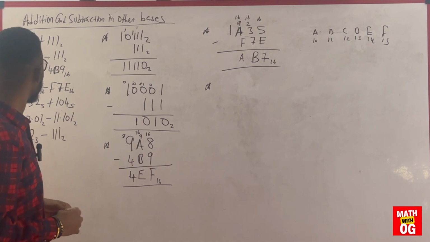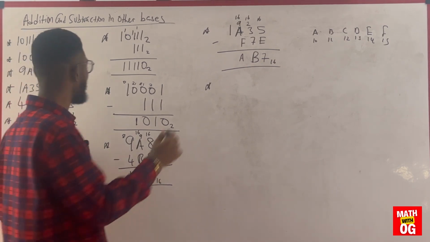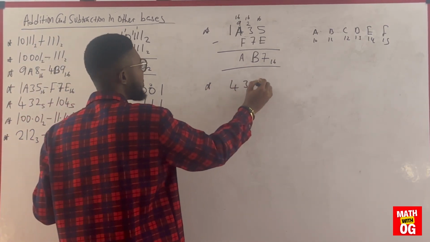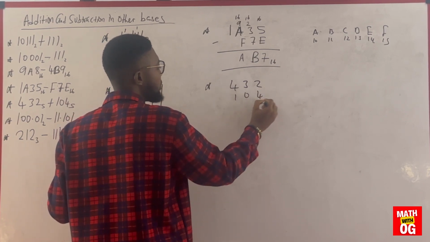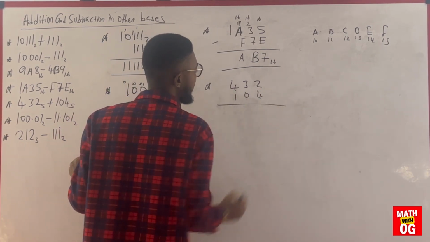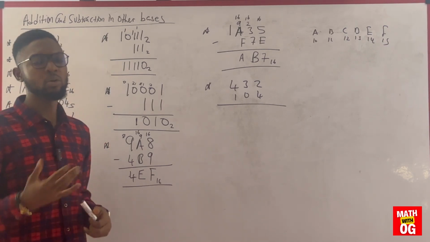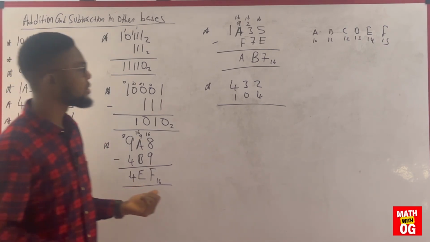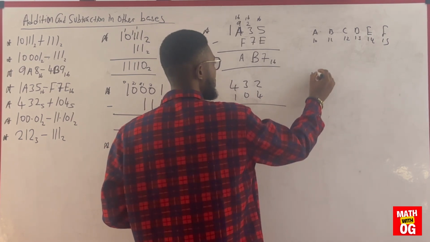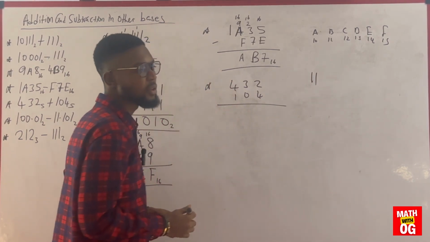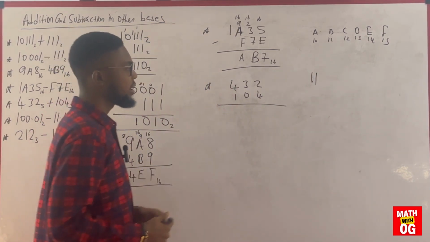Now next question, we have 432 plus 104 in base 5. 4 plus 2 is 6, and there's no 6 in base 5. So what is 6 in base 5? 6 in base 5 is 1, 1. 5 in base 5 is 1, 0. So 6 in base 5 is 1, 1.